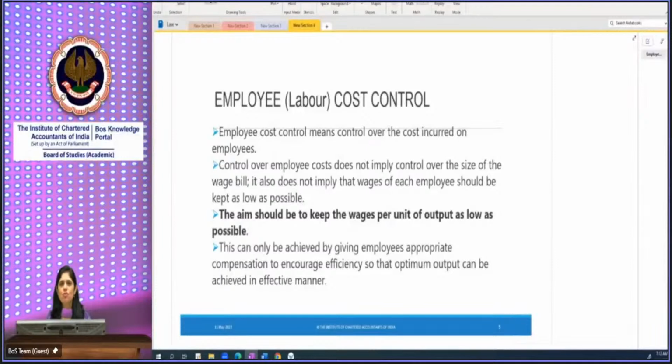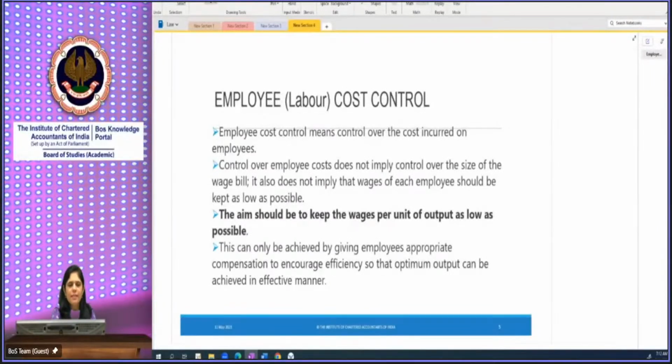Employee cost control does not mean that we should keep on reducing the wages or salaries of the employees. No, we should give them sufficient salary or wages, but we have to reduce the labor cost per unit. Per unit we should reduce.